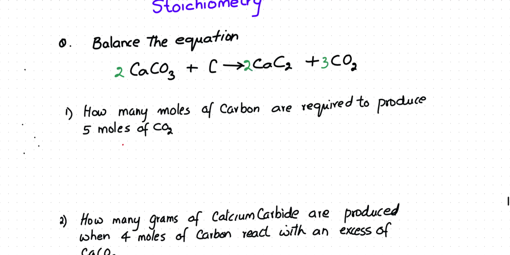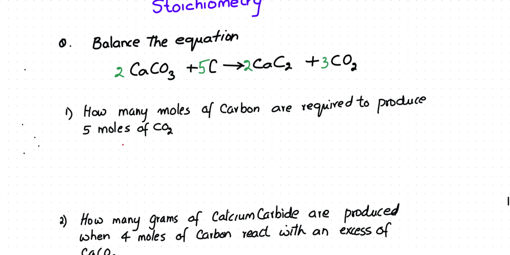Now we count how many carbons are there on the right side. So 2 times 2, 4, and 5, 6, 7 carbons we have. So to make 7 here, we have 2 carbons here, so we write here 5. So 5 carbon plus 2 carbon is 7 carbon. Now this equation is balanced.